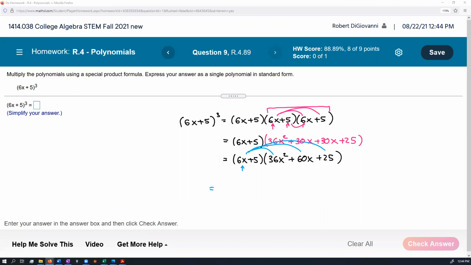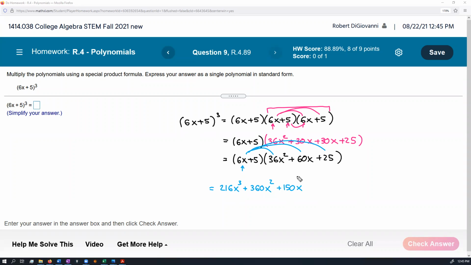Okay, yeah, so we're multiplying this out. We take that first term 6x and multiply it times 36x squared. That'll give us 216x cubed. And then we take the 6x and multiply it times the 60x. That should give us 360x squared. And then we take the 6x and multiply it times the 25, and that should give us 150x.